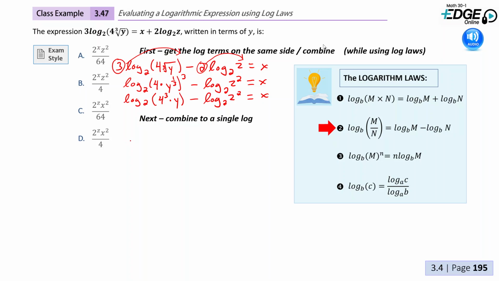So we'll write this as log base 2 of, now if our term was positive, it'll be in the numerator, and if it's negative, it'll be in the denominator. So this would be 4 to the power of 3, or 64, times y in the numerator, and then z squared in the denominator. And that was equal to x.